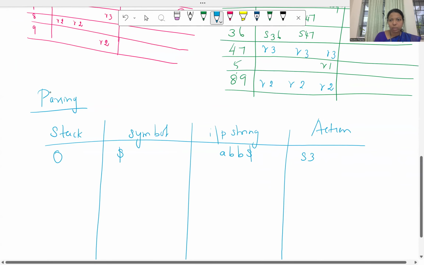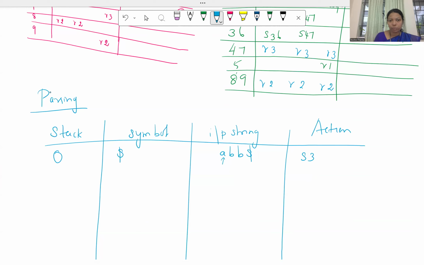Remember here you have dollar. So S3 means shift, right? So here the pointer is there. So when you shift, a will be coming here and you have to push this here. So it is 0, 3. Push here. So when it is coming here, so dollar a is pushed here. So here it is bb dollar.